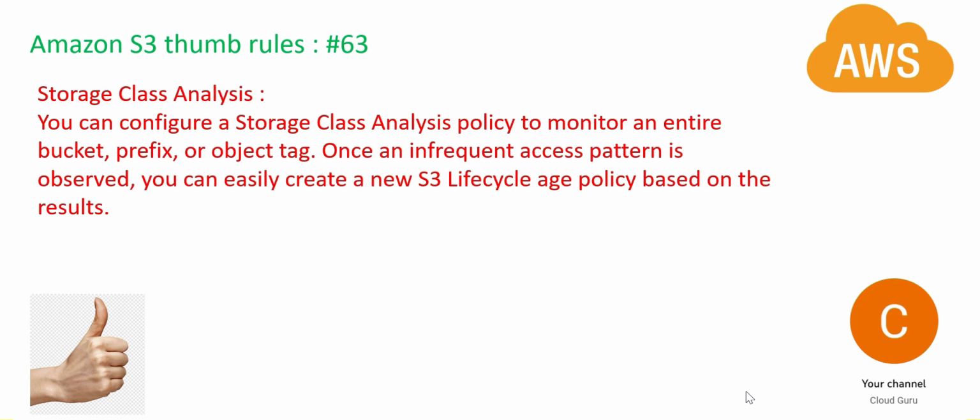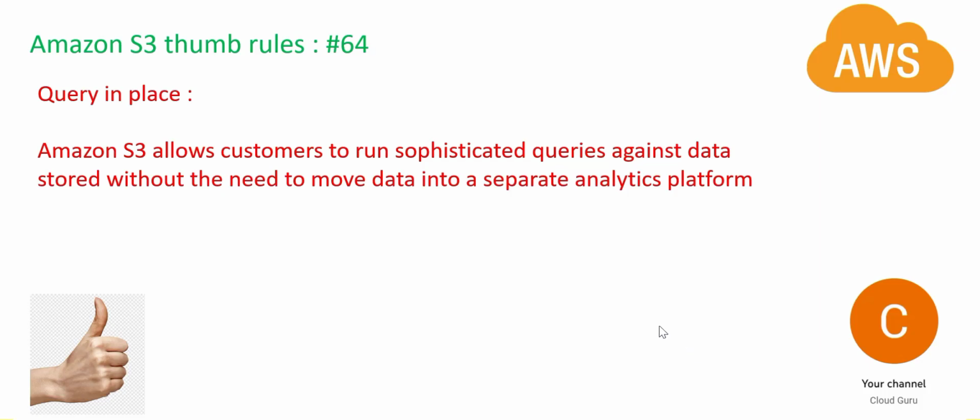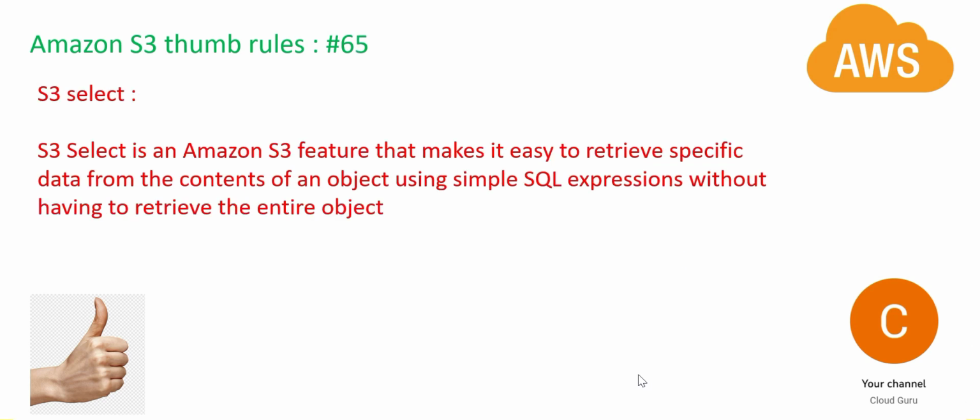And in the exam, AWS Solutions Architect Associate, you will get this question. In recent times, we have seen this question: can I fire simple SQL queries on my S3 buckets? Yes, you can, and this is what the thumb rule says. There is something called query in place, which you can use for sophisticated query running against the data stored in S3. And when we are talking about firing SQL queries, S3 Select is something which you should use to fire simple query expressions without having to retrieve the entire object.